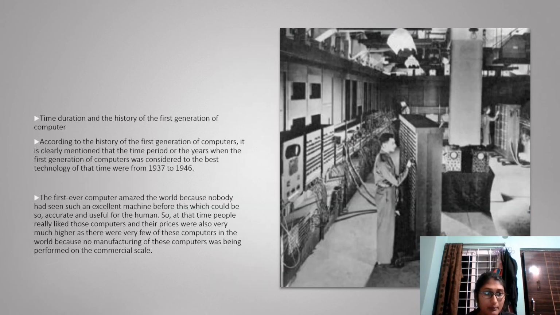Duration and history about first generation computer. Time duration was 1937 to 1946. The first ever computer amazed the world because nobody had ever seen such an excellent machine before this, which could be accurate and useful for humans. And this was high at the time. No one predicted this computer was going to rule this entire world.